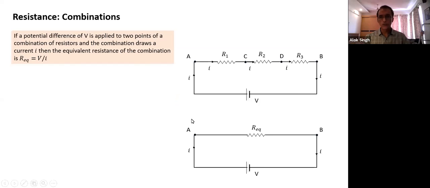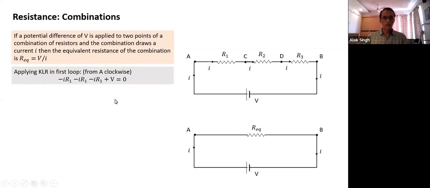Okay. So let's find its value. How do we find the equivalent value? Let's proceed with this. I can apply Kirchhoff's loop rule starting from A. In all cases, as we move from A to B, everywhere I am moving along the direction of current. So all the terms, I into R1, I into R2, I into R3, will be negative. So I apply Kirchhoff's loop rule starting from A going in the clockwise direction. First term minus I into R1, second term minus I into R2, third term minus I into R3.